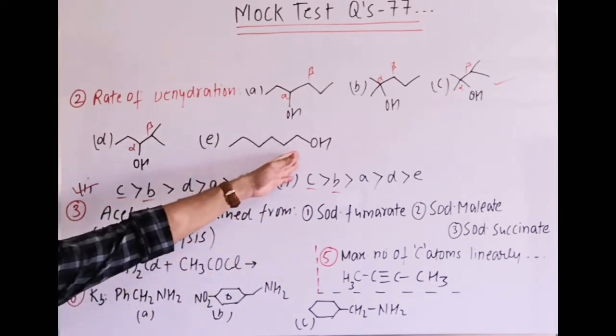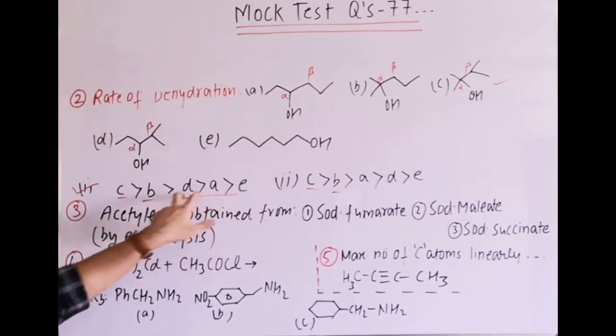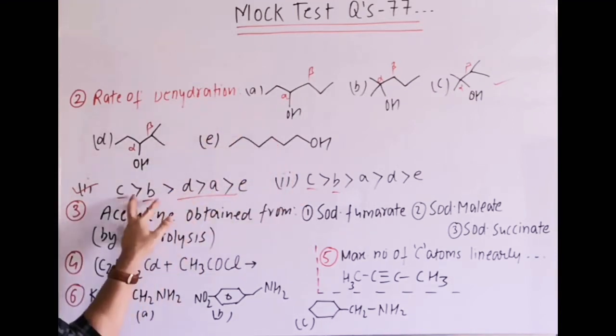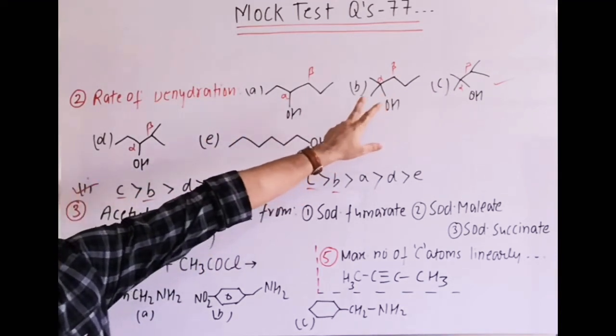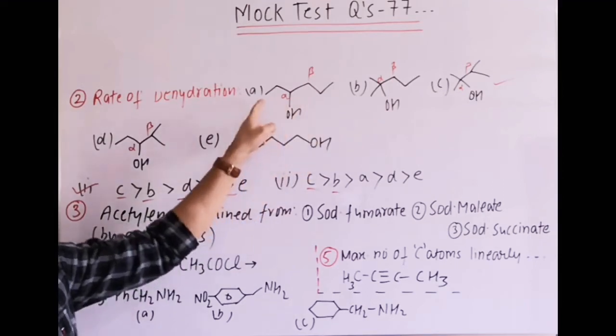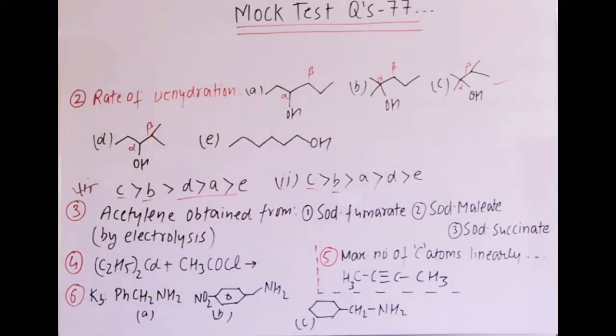E will be last. It is primary. And between D and A, I have compared already beta branching. Between C and B also, between beta by beta branching, both are tertiary. A and D both are secondary.